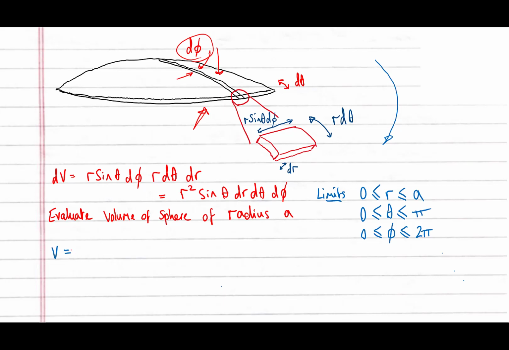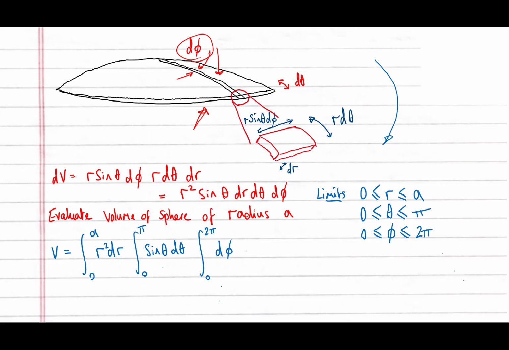So we can set up our volume in here, and we can take into account these limits. So we get a and 0, and we can split these differentials up. So r squared dr, and then we're going to go from pi to 0. That's when we're taking into account sine theta, or the theta part, d theta, and then the limits for phi are 2 pi to 0 d phi.